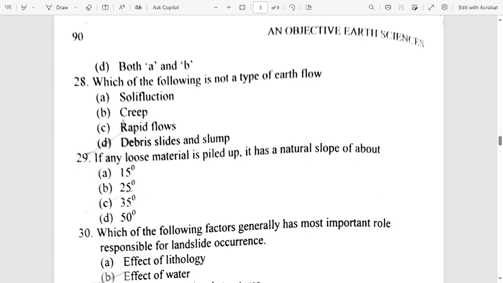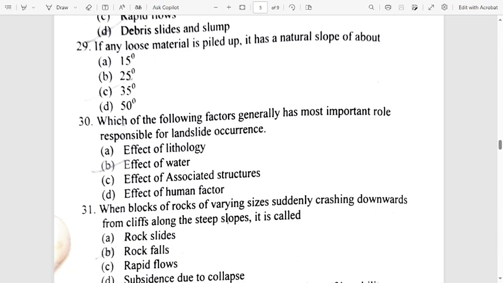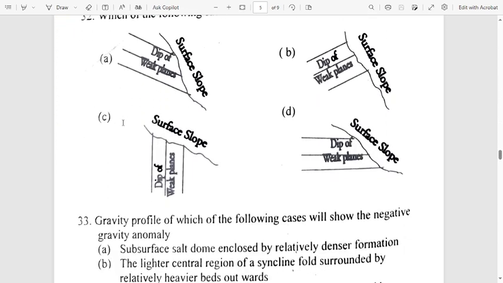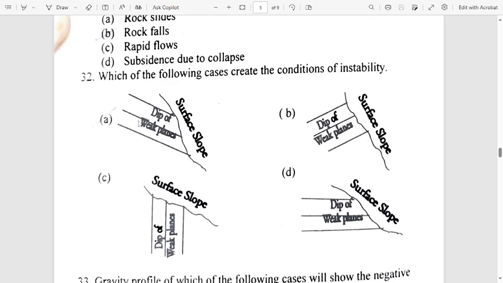If any loose material is piled up, it has a natural slope of 35 degrees. Which of the following factors generally has the most important role responsible for landslide occurrence? When blocks of rocks of varying sizes suddenly crash downwards from cliffs along the steep slopes, it is called rock falls. Which of the following cases create the conditions of instability? Weak planes, most unstable. Weak planes, this is not unstable. This is kindly unstable. This is also kindly unstable.